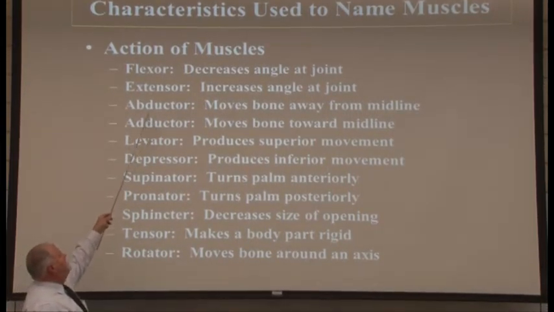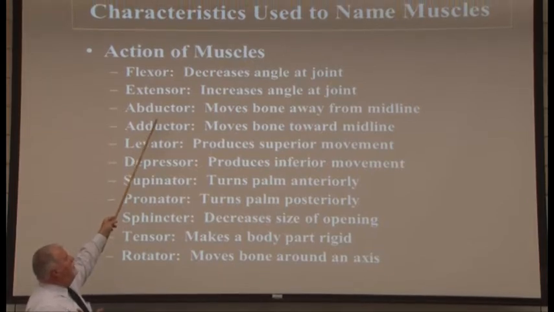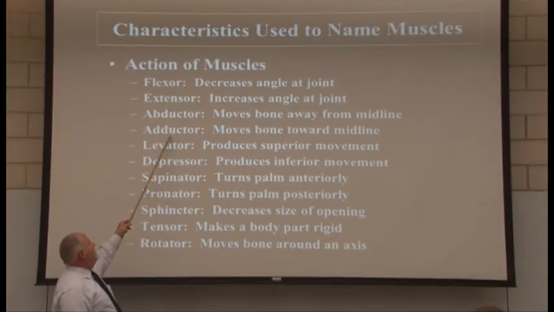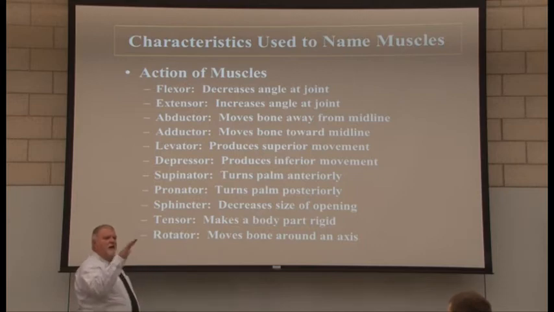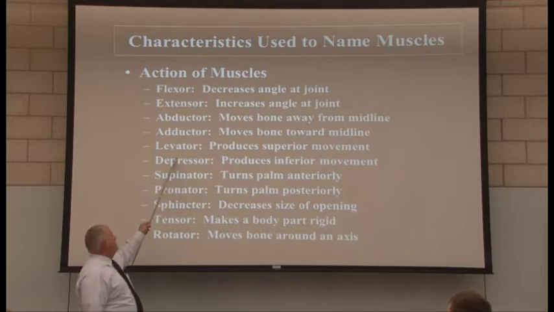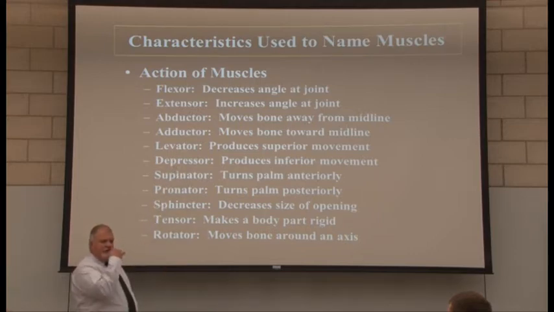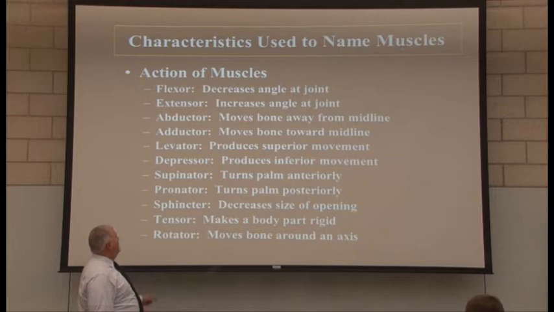So we have abductors and adductors. Abductors move the bone away from the body, adductors move it toward the body. We just looked at a bunch of abductors in our thigh. Then levator is to produce an upward movement. We have levators associated with our lips, with our scapula, and the levator in our pelvis that we learned yesterday, associated with our anus. Depressors have the opposite action of a levator. With our lips, we have levators that pull our lips upward, and depressors that pull our lips downward, which we looked at yesterday.